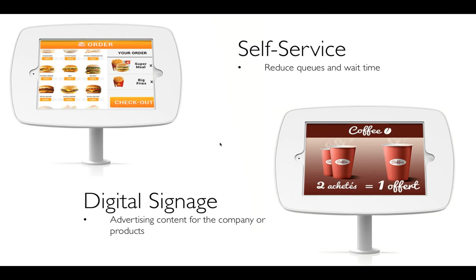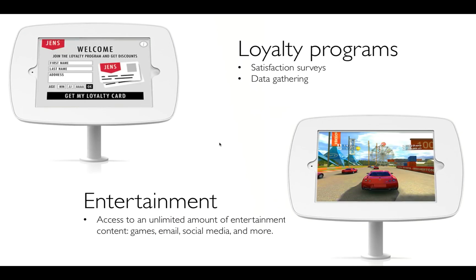We can also use this tablet as digital signage. Means we can advertise content for the company, or for example for different types of products, or for special offers. We can also run different types of loyalty programs where we can directly check the satisfaction from our customers, and for sure we can also gather data from our visitors, which will also be visualized in the control tower.